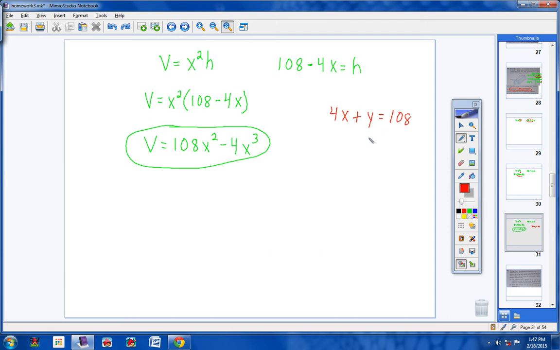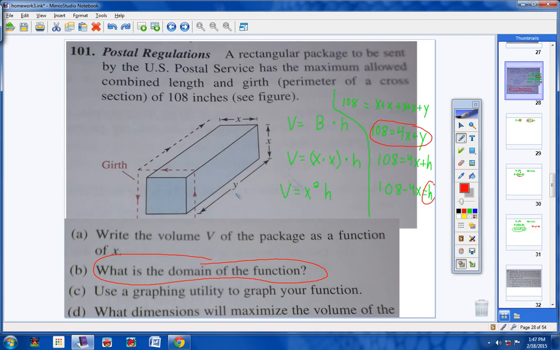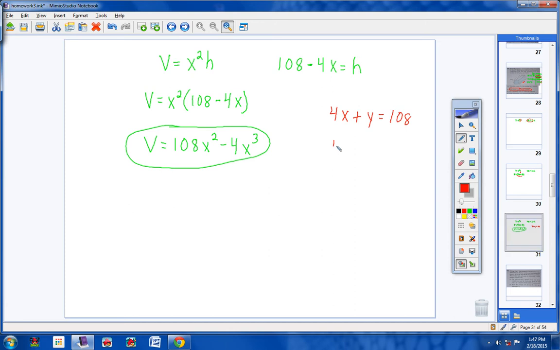I said to myself, okay, we know there's no way that y can be what? 0. There's no way. Absolutely not. Okay, if it was 0, then there wouldn't be a package. You have to have a height. So I said, okay, y can't be 0, so I'm going to go ahead and put 0 in for y, just to see what x would be, just to give me kind of a boundary. So 4x plus 0 is 4x. Divide by 4 and you get 27, alright? So, if x is 27, then my y, or my height, is 0. That's not possible, okay? So I know then that my x has to be less than 27.